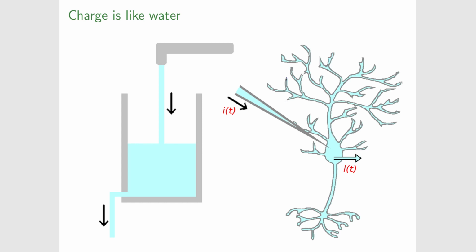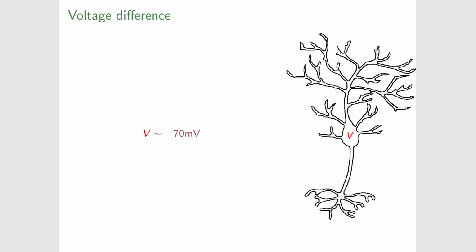Just like in the case of the bucket, we had water flowing into the bucket from a tap. That's like the electrode, and because there was a hole in the bucket, water could also flow out of the bucket. And so in this analogy, in the bucket we were talking about water. Here we're talking about the amount of charge. Charge goes in through the electrode, charge leaks out through these passive channels. So that's the charge, but what about voltage?